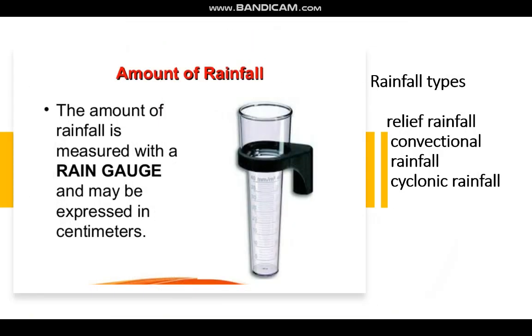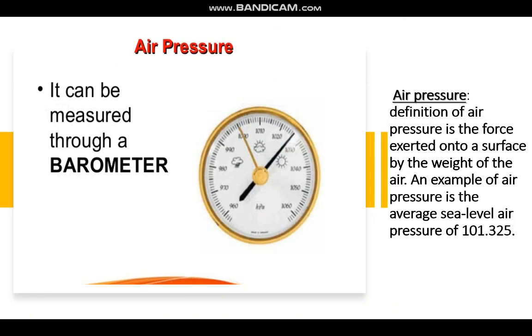Then rainfall. We can measure the rainfall through a rain gauge, and the rain gauge shows the amount of rainfall which a certain area absorbs. Rainfall is basically formed through two processes, that is evaporation and condensation. We have three types of rainfall: relief rainfall, convectional rainfall, and cyclonic rainfall.